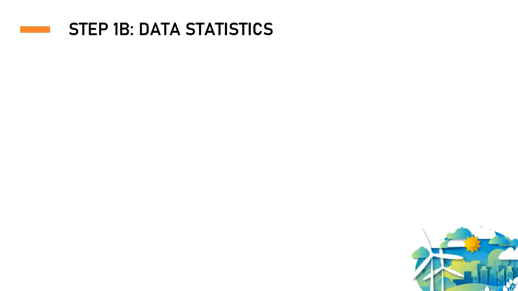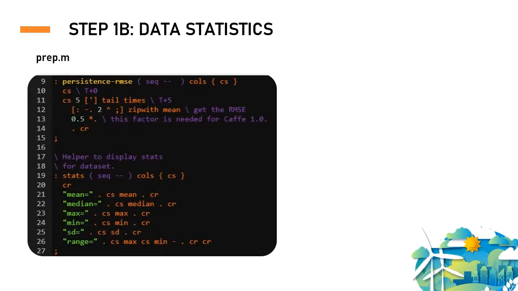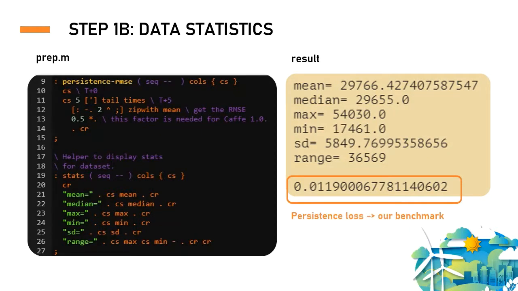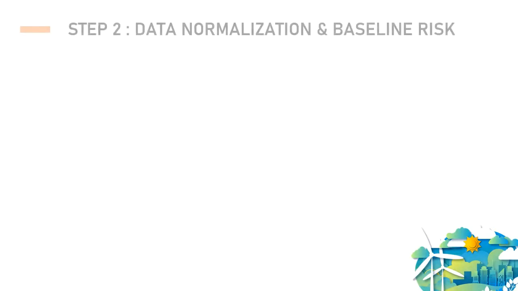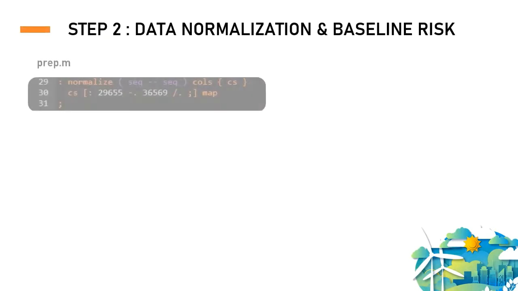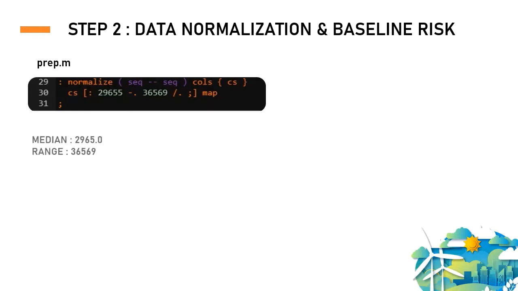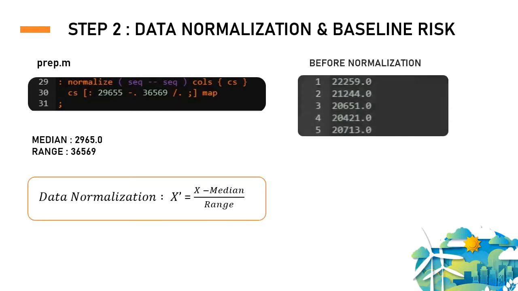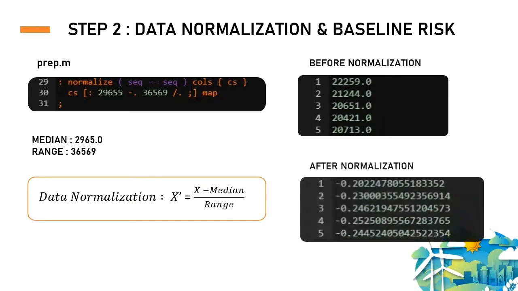Adding statistics and a persistence loss function in prep.m, we can extract our data statistics. Here, the persistence loss is our baseline to beat. Using median and range values, we can normalize the data with this formula. You can see the change of data before and after being normalized. Again, the baseline risk is our persistence loss.